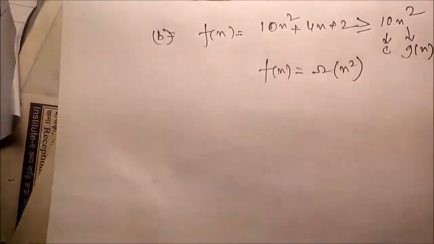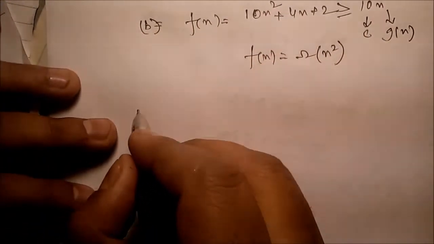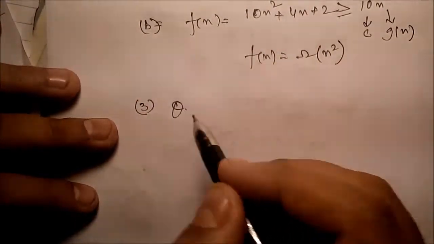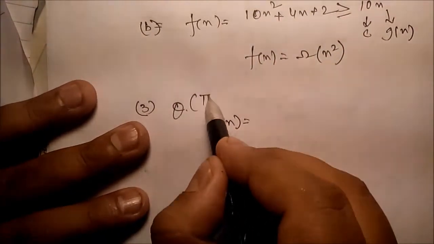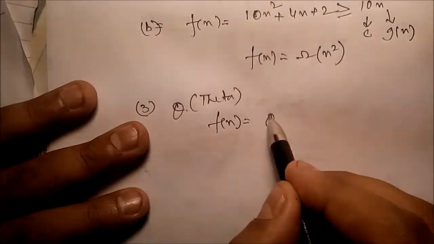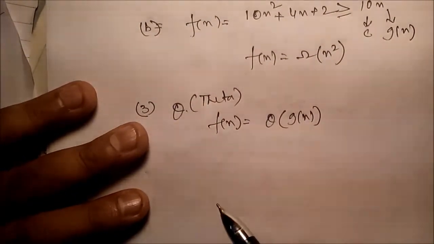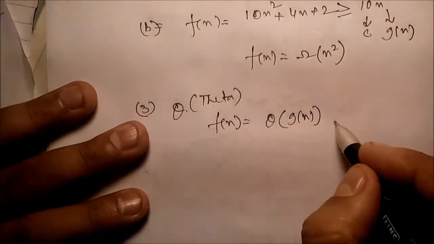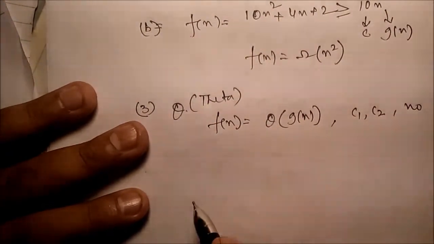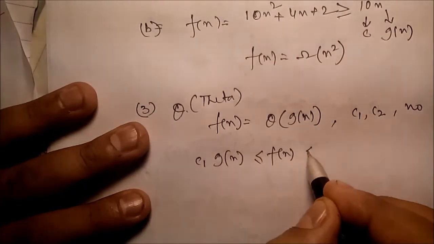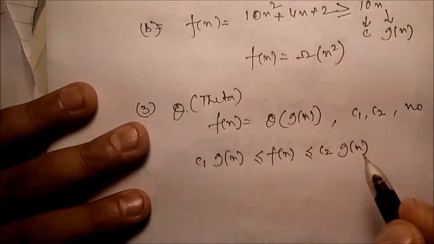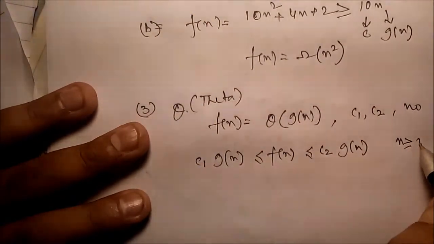Next, theta, which is the third one. The function f(n) = Θ(g(n)) if and only if there exist positive constants c1, c2 and n0 such that c1·g(n) ≤ f(n) ≤ c2·g(n) for all n greater than or equal to n0.